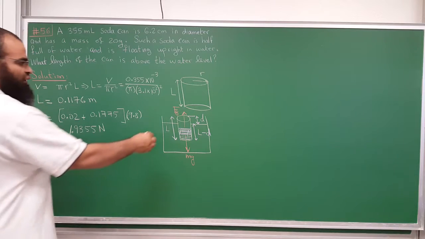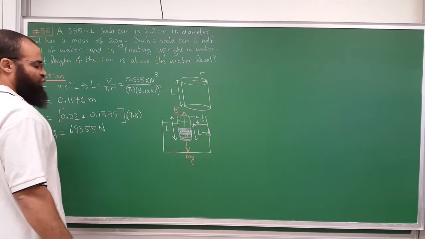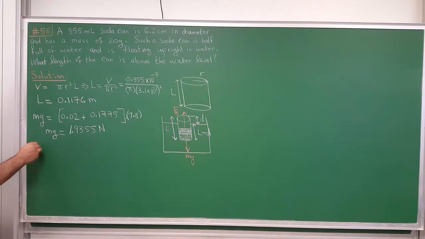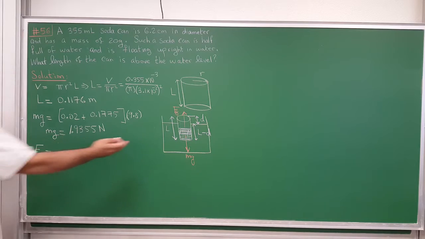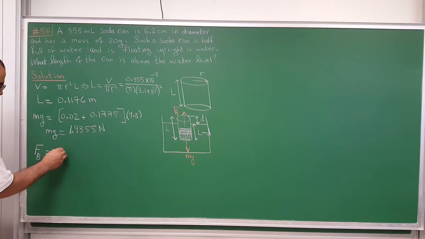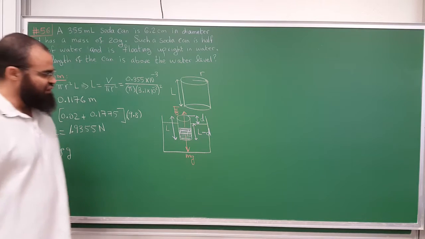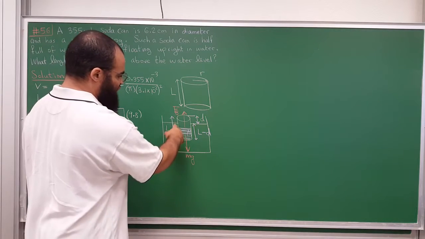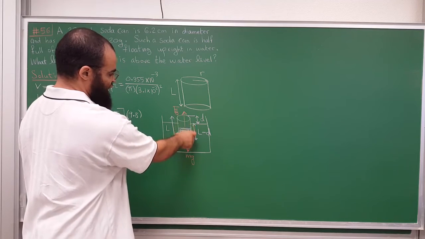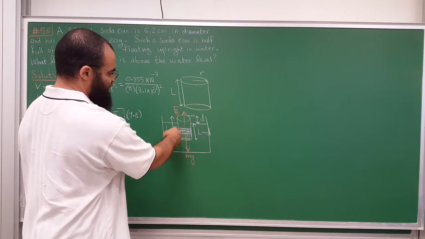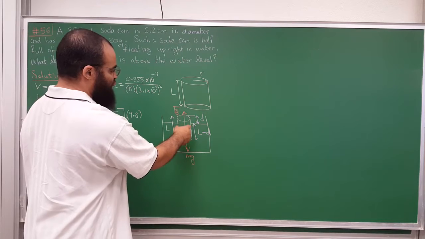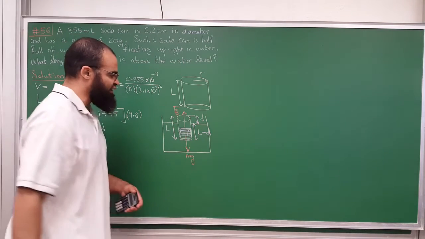Now, the buoyant force. The buoyant force will equal the weight of the fluid that has been displaced. So what's in the fluid? It's inside water. So it will be the density of the water times the volume of the water it displaces times gravity. So I'll put density times gravity first, and then the volume of the water that it will displace. The volume of the water it will displace is equal to the volume of the can that's submerged.